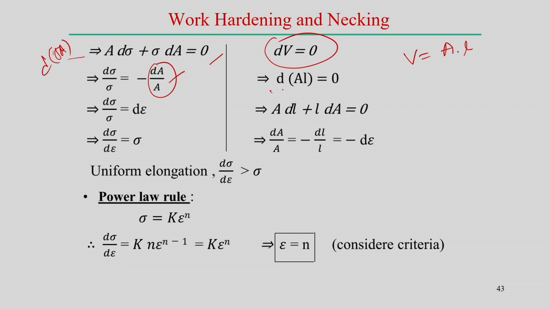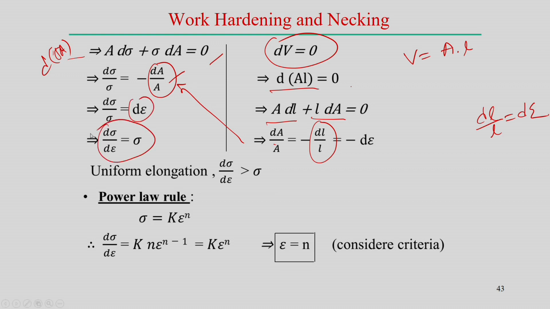So, therefore, dA·l equal to 0, so we can decompose it into A dL plus L dA equal to 0. From here we can find out that dA by A equal to minus dL by L. So, minus dL by L is the elemental strain of a particular component. So, we put it here, and here we can put this value, and we can find out this sigma: d sigma by d epsilon equal to sigma.